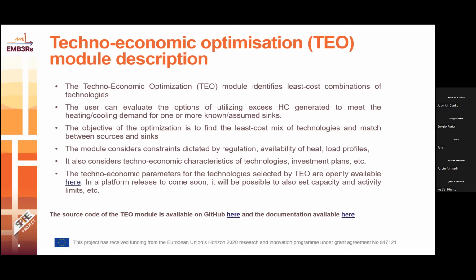So the main parameters of the technologies that are analyzed by this module are openly available in a database. And in a platform release that's coming soon, there will also be a possibility to set capacity limits and heat generation limits on each one of these technologies, and also investment limits, such that if there is an investment plan for these technologies, that can also be considered. And yeah, the source code is available openly on GitHub, just like the other modules. And there's also an exclusive documentation available, which is linked, which is also found on the GitHub.